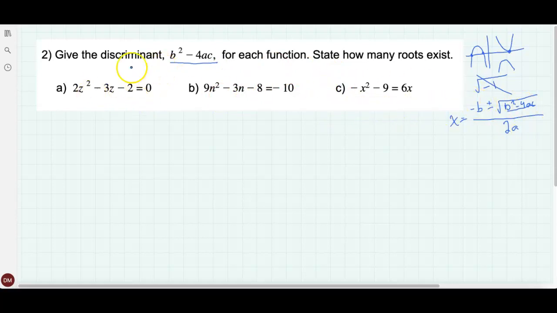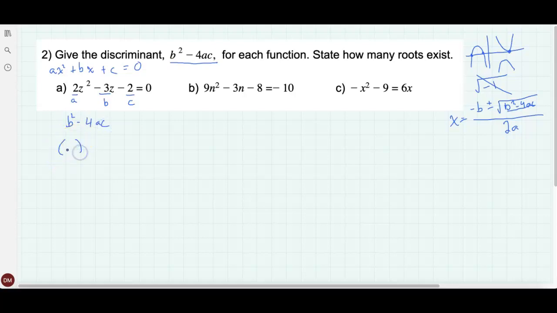So we just have to determine what is a, b, and c, and we know that the equation is written ax squared plus bx plus c is equal to 0, right? So as long as it's written in descending order, so we have a here, here we have b, and here we have c. So we just try that. b squared minus 4ac.